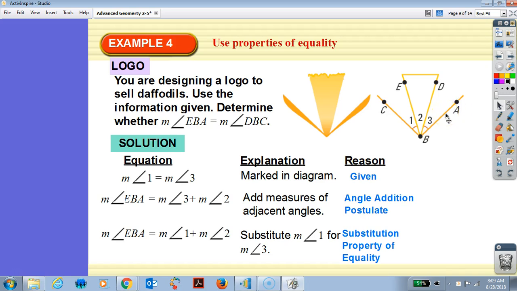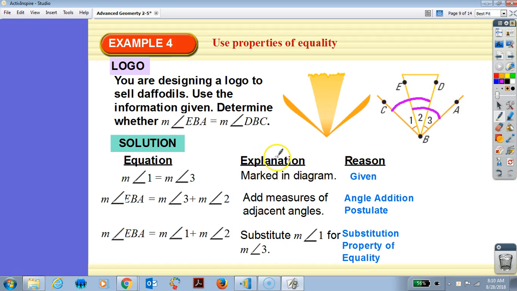All right, so now this is where you guys are not going to like it, because this one is a geometric proof. So, you are designing a logo to sell daffodils. Use the given information. Determine whether the measure of angle EBA is equal to DBC. So we're basically trying to see, is this equal to this? Do you guys see that?